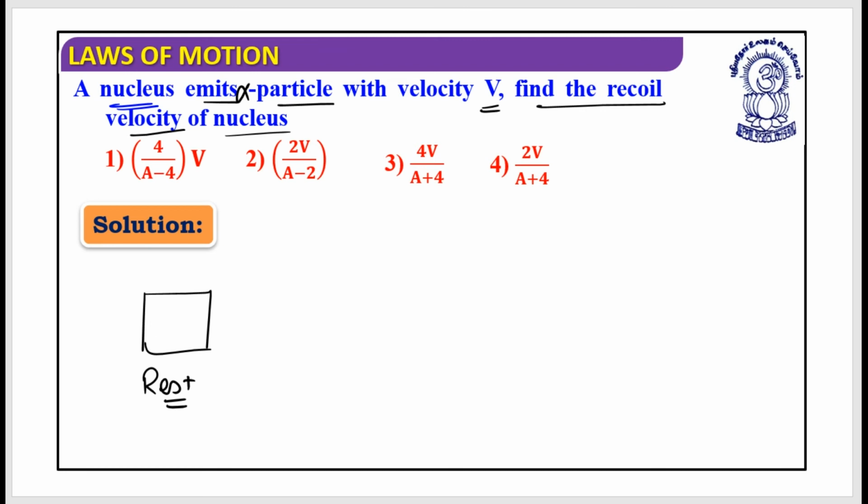Now let's suppose this nucleus has atomic number Z and atomic mass A. It is initially at rest, and as it disintegrates, an alpha particle is emitted from it. The alpha particle is just 2He4, and the element changes, its mass becoming A minus 4. What do I want? I want the recoil velocity of the nucleus. Now how should I do this?